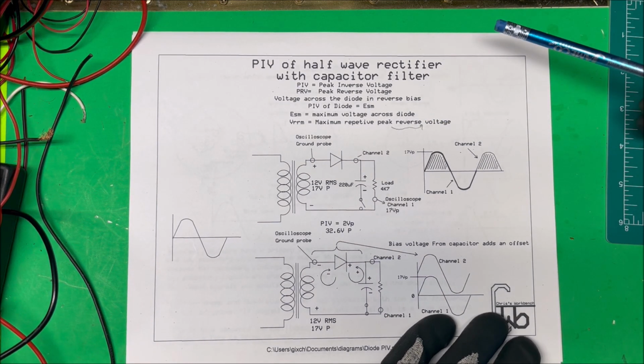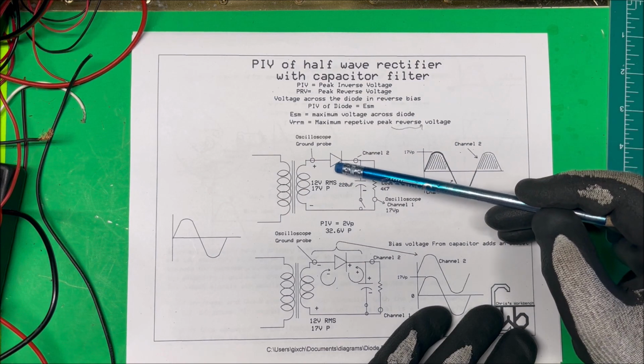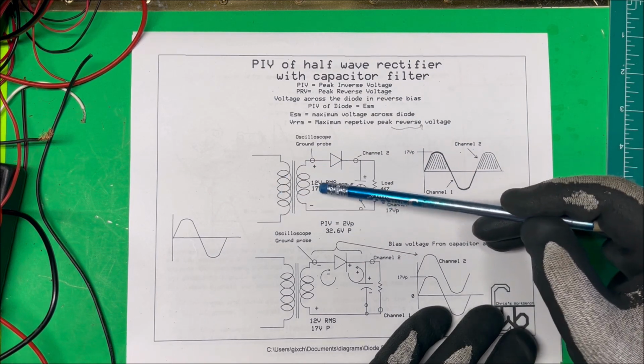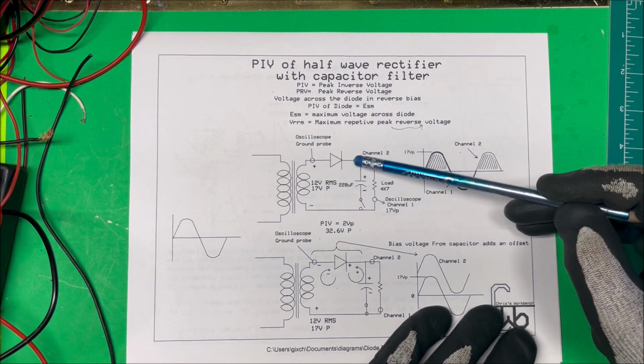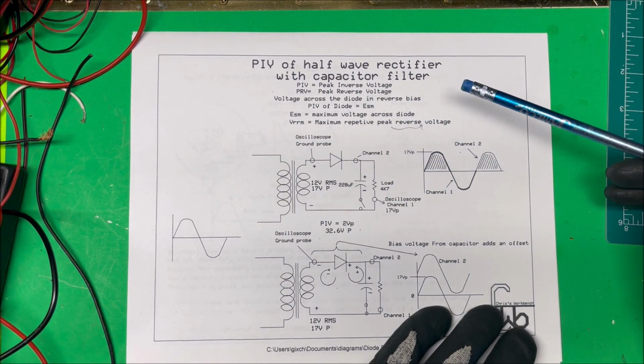Okay. So if we just take a diode here, I've got a transformer here. I'm just putting 12 volts in here. It's got to be 17 volts peak on there. And we put it through a diode. So we make a little half wave rectifier here.